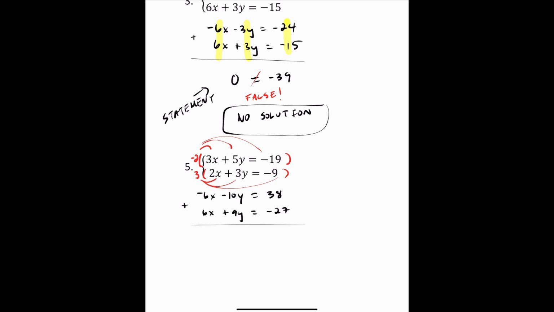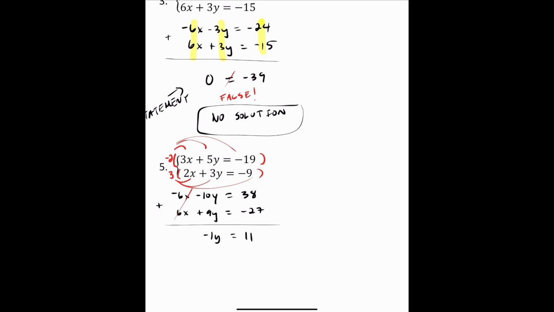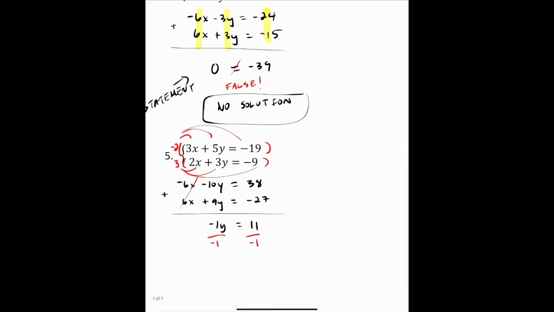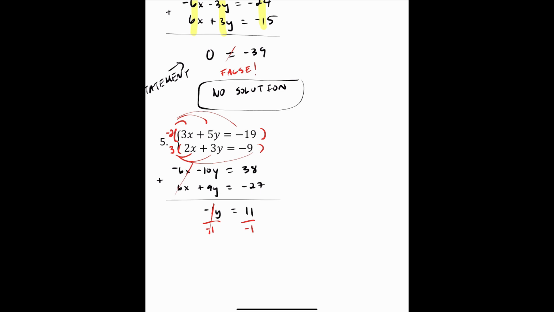Now, I'm going to go ahead and add vertically each time. So if we look at the x's, we created the opposites already, so we can go ahead and cancel them out. And we're left with negative 10y plus 9y, which is going to be negative 1y, or just negative y, equals 38 minus 27. That is going to be 11. And then I will divide both sides by negative 1. And that is going to give me y is equal to negative 11.